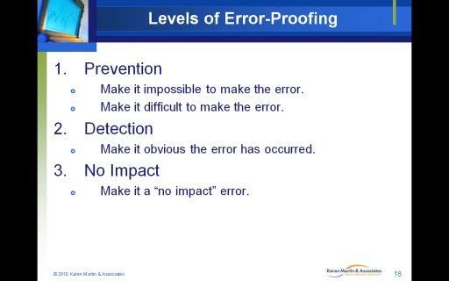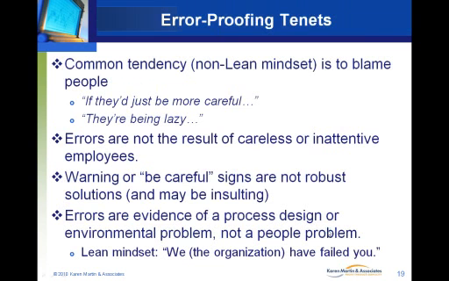Now, if we can't solve that, then the very next level we would want is to make it obvious that an error has occurred. So this gets into this whole idea of how do we make things visual? How do we make it visually apparent that an error has occurred? And then if we've done everything we possibly can on steps 1 and 2, then the final step would be to make it a no impact error where it doesn't really affect anything. Now, this is a lovely thought that we can make processes that have no impact. Unfortunately, it's not very realistic. It is nice if you can do it, and you will see a photo of what we call a no impact error a bit later, but it's a tough one to get, especially in non-manufacturing.